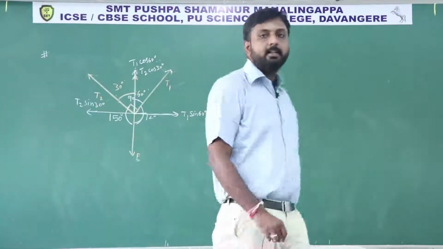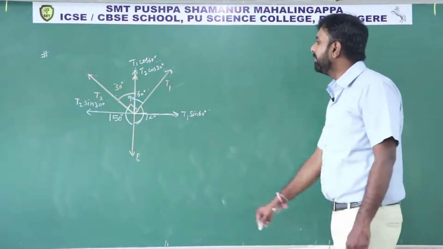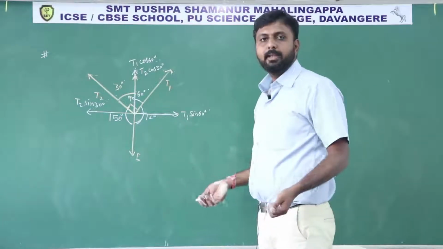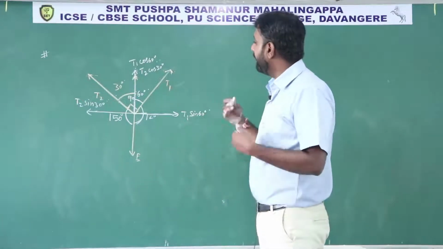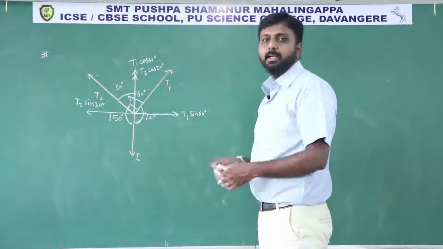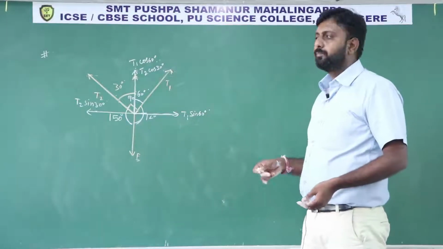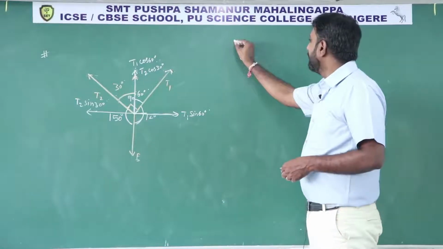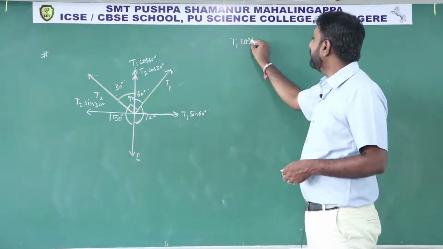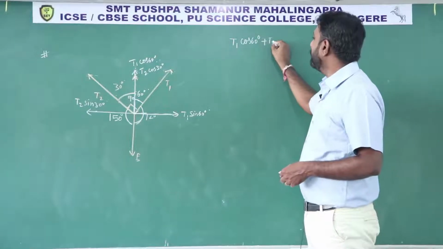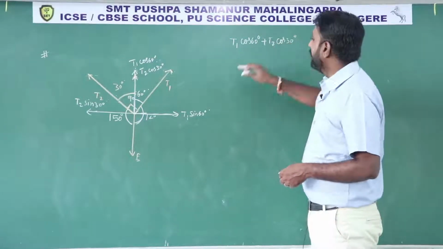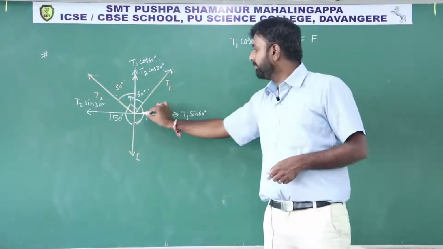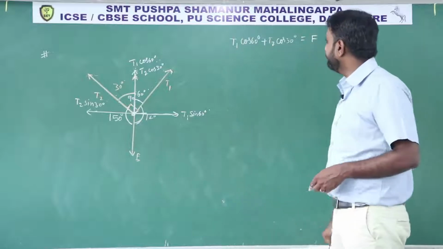Then the object is under equilibrium. The object is under equilibrium means we can now balance. Forces acting in different directions, it is not possible to balance, right? So by resolving, we have to bring them into opposite directions, which is why we resolve the two vectors. Then T1 cos 60 plus T2 cos 30, they are acting in the upper direction. Those forces should be equal to F. Why? Because the object is at rest, in equilibrium.